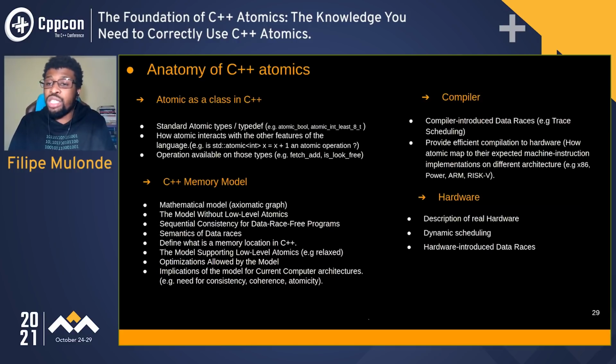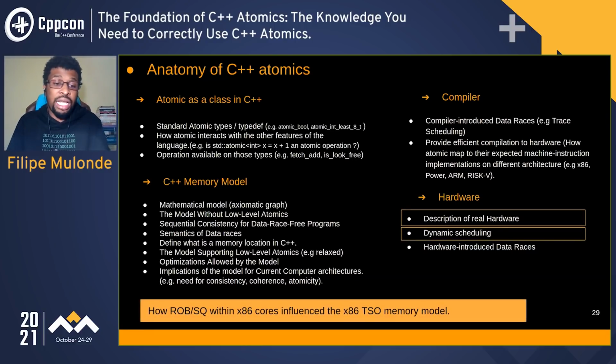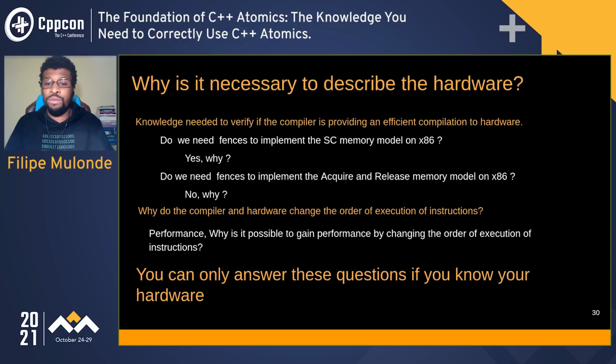As I said, for the rest of this talk, we'll be covering hardware. We are going to understand how the reorder buffer or store queue within x86 cores influenced the x86 TSO memory model. So, when we are studying memory models, why is it important to understand the hardware? One of the reasons is that it is the knowledge needed to verify if the compiler is providing an efficient compilation to the hardware.